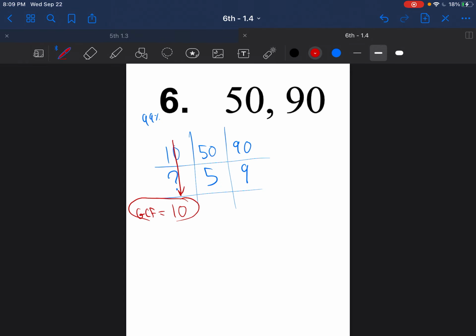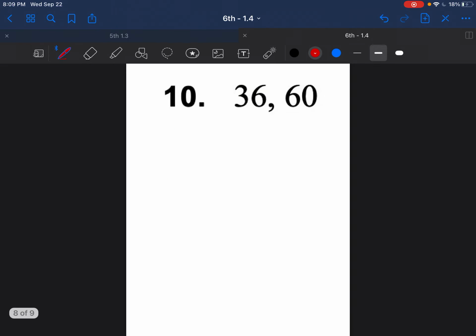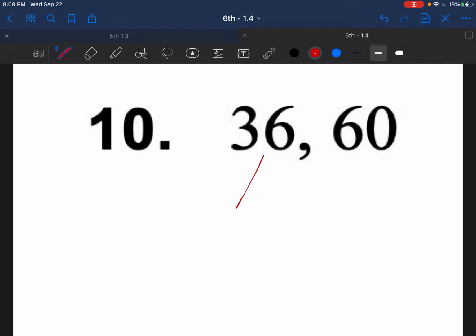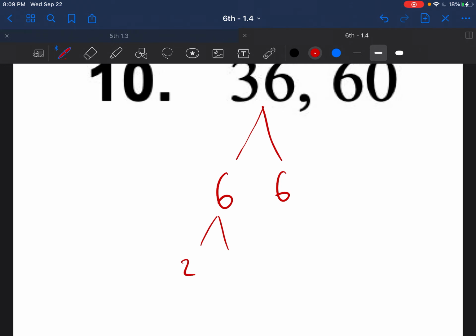All right, let's try another one. This time let's do prime factorization. Let's draw a factor tree. What numbers give me 36? It's going to be 6 and 6. What numbers give me 6? That's going to be 2 and 3. And we have 2 and 3.